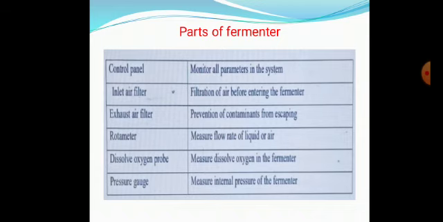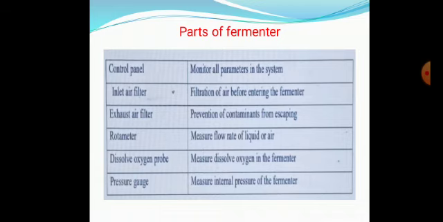The next is a few more components I wanted to highlight to you. One is control panel. Most important thing, it will monitor all the parameters in the system. Nowadays people are using automated fermenters, wherein there is a control panel that will monitor the entire fermenter, whether it is working properly or not. It is system controlled. Software will be used for that purpose.